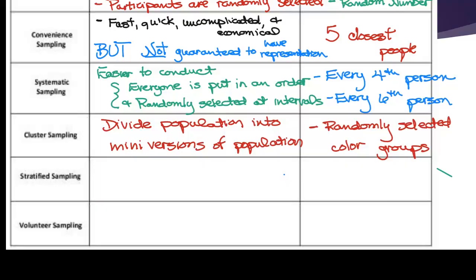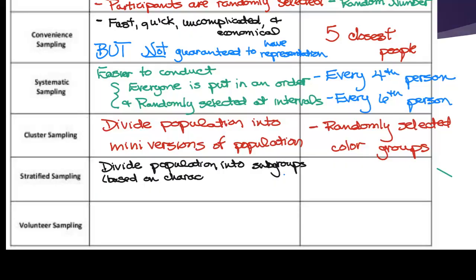Stratified sampling. Stratified sampling is where we divide the population into subgroups based on characteristics they share. And that's in parentheses. Based on characteristics they share.